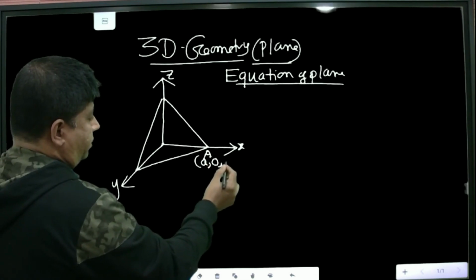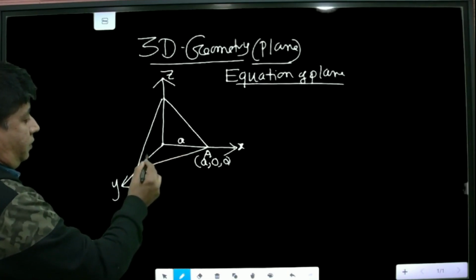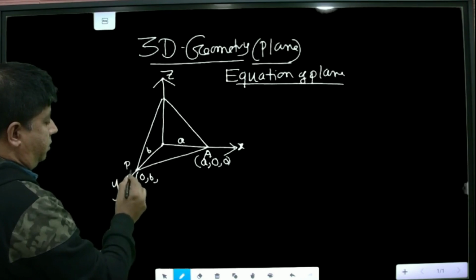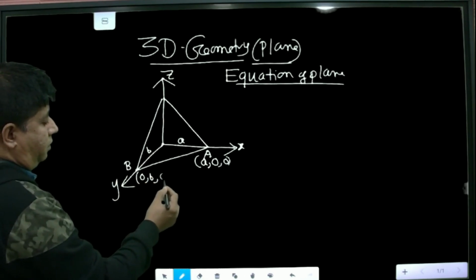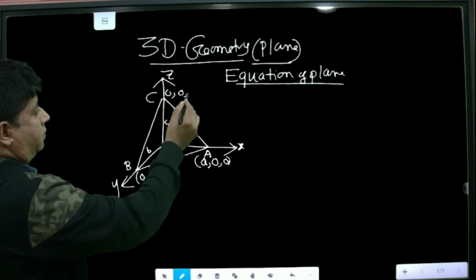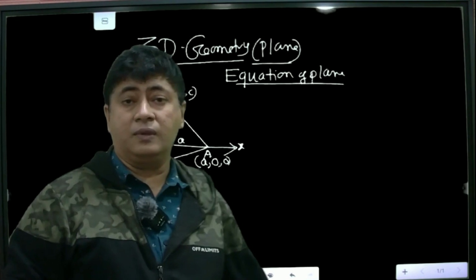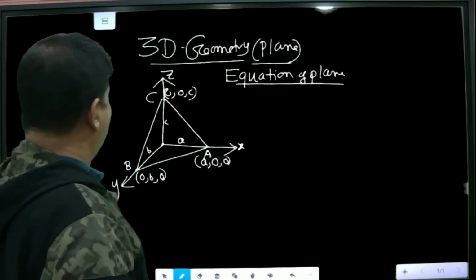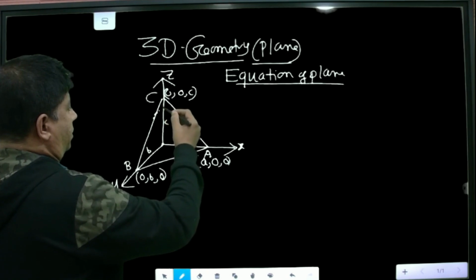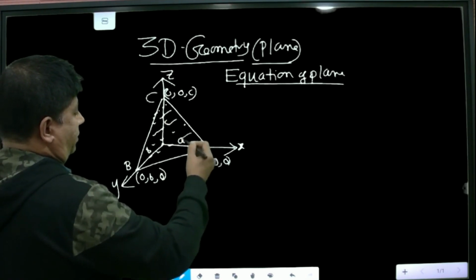intercept x-axis at A, y-axis at B, and z-axis at C. This is A, B, C. Okay. Now, on this surface, it looks like a tetrahedron.